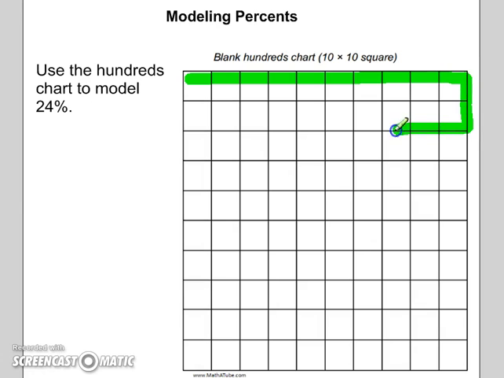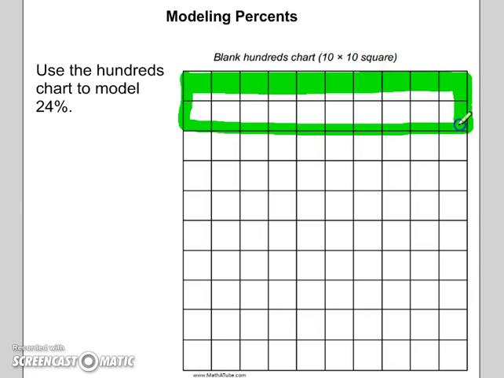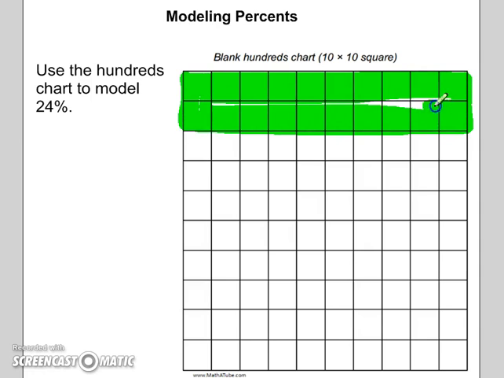I'm going to start by doing 20 boxes because I know 10 times 2 is 20. So I'm just going to fill those in first, 2 rows of 10. And then I obviously need 4 more: 1, 2, 3, 4. I'm just going to go this way. So 24%, I'm highlighting 24 boxes out of 100. It's not special how I chose to color this. You could have done some silly little pattern if you wanted to, but 24% literally means 24 out of 100.